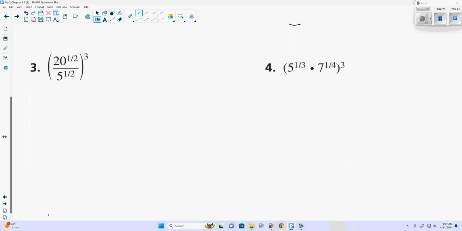Number 3, 20 to the 1/2 over 5 to the 1/2. Well, they both have the same exponent, yes? And is 20 divisible by 5? Okay. So to make our calculations a little bit easier, I'm going to move the 1/2 outside because we can pull that away. This is our quotient of a power of a quotient property. 20 over 5, 4.